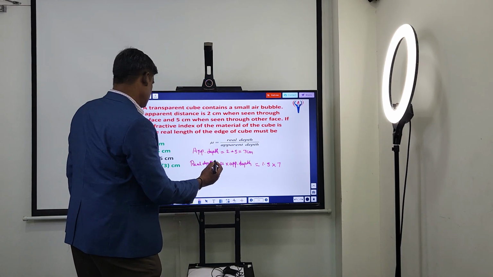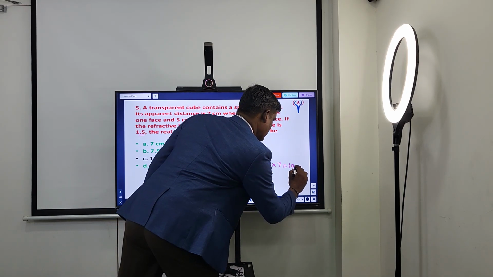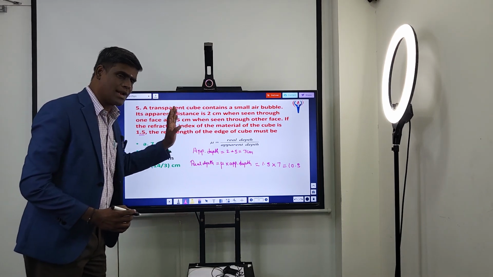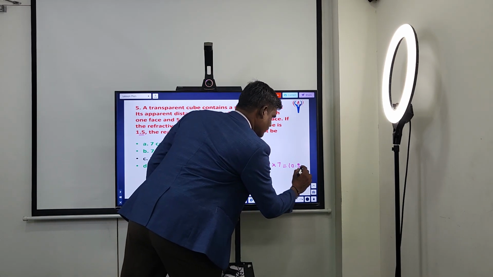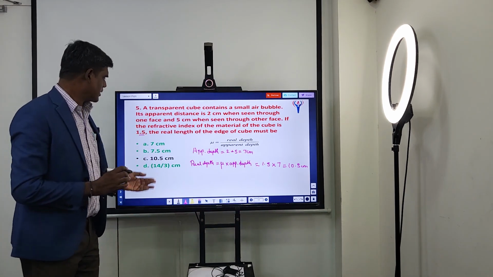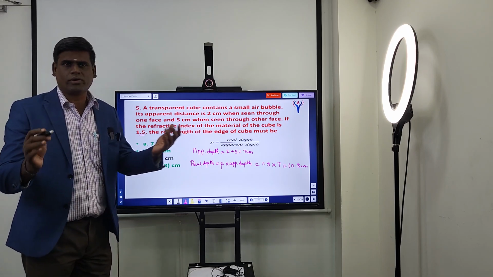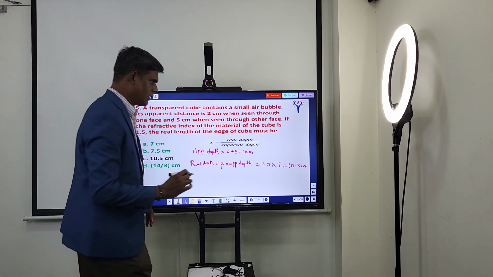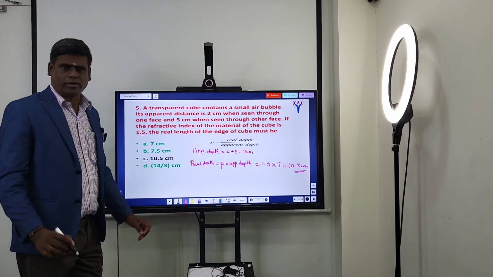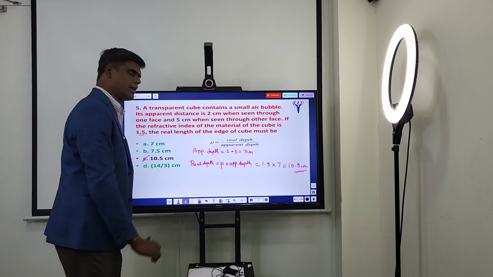1.5 into 7 is 10.5. We didn't convert the centimeter to meter, so the answer is also in centimeter. Actually, we have to convert it to SI unit meter, but as all the options are given in centimeter, no need to convert, keep it in centimeter. Then real depth is equal to 10.5 centimeter. That is option C, the correct answer.